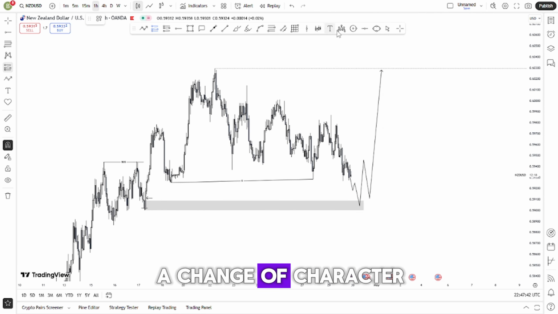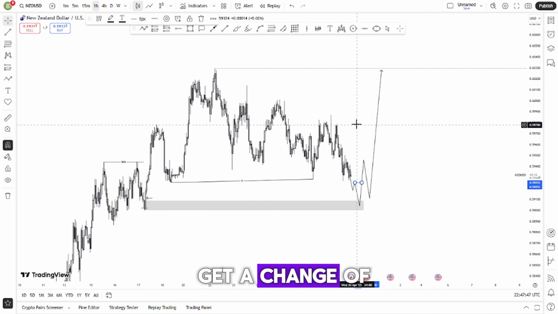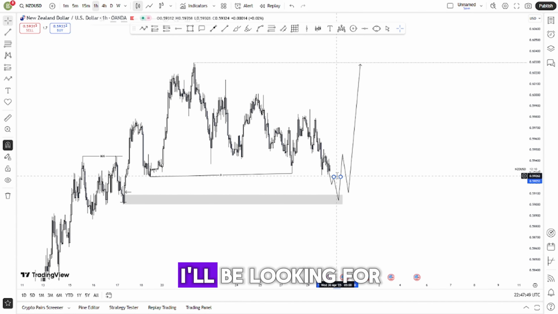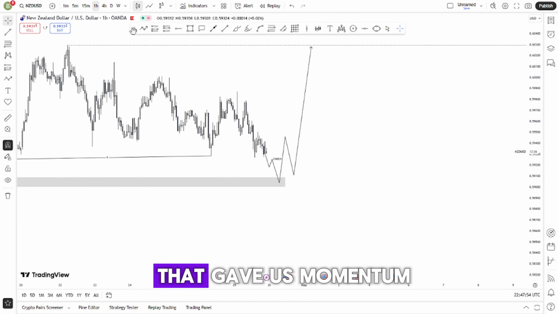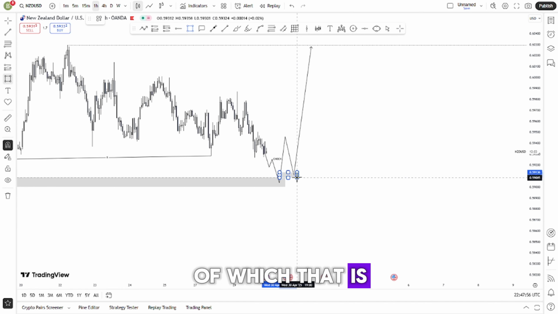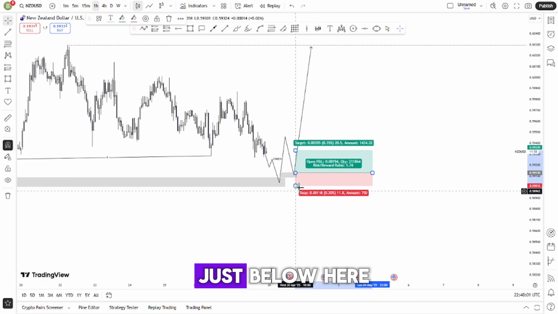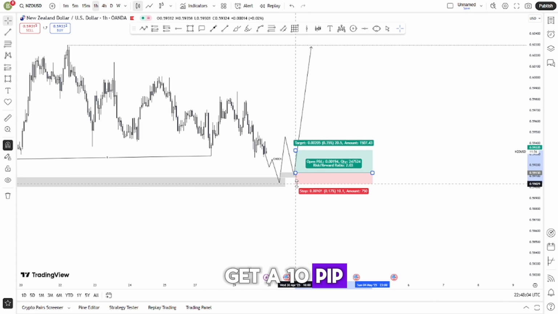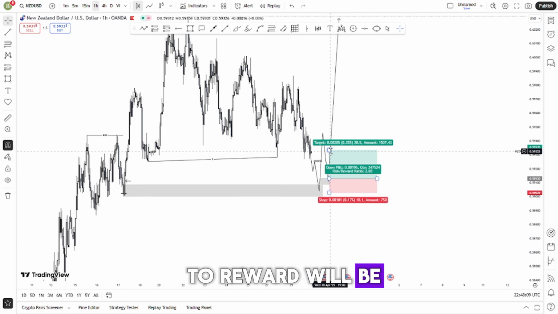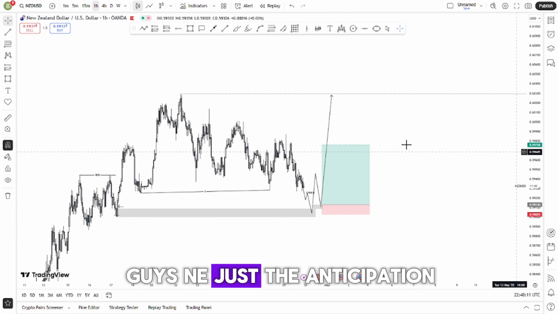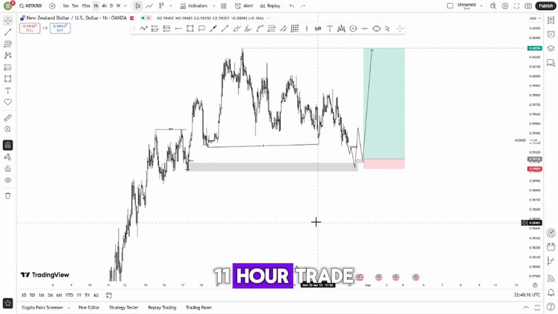Now, a change of character should be a nice go on this one. So let's say maybe get a change of character here, and then after that I'll be looking for the last area that broke structure, or the last area that gave us momentum, of which that is your area of interest. Then that is when you start looking for your buys. Stop loss can be just below here. Let's say maybe you get a 10 pip stop loss, which would be very nice, just because the risk to reward will be very massive, guys. Now just the anticipation, you can obviously see that this would be an 11-hour trade, guys.